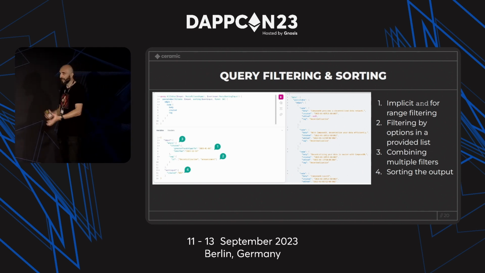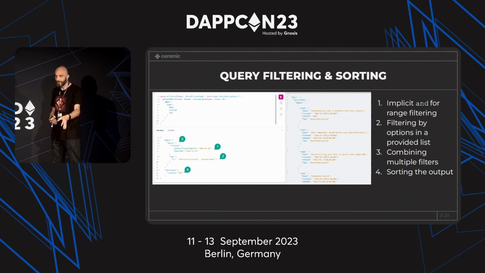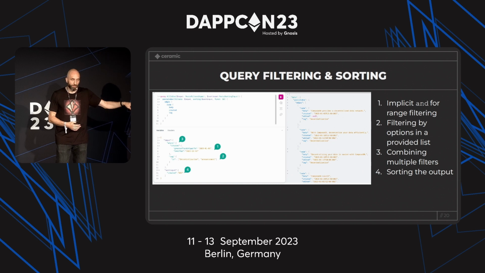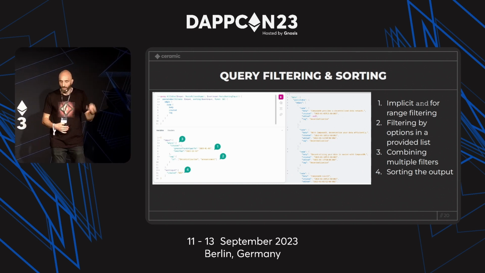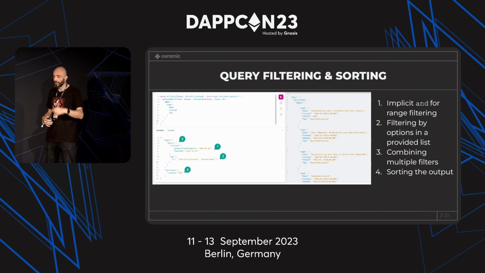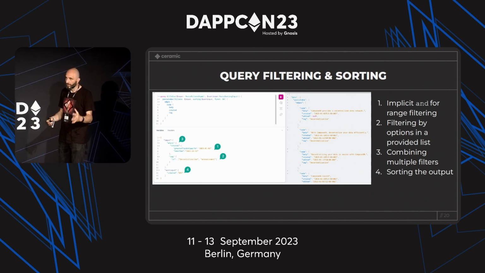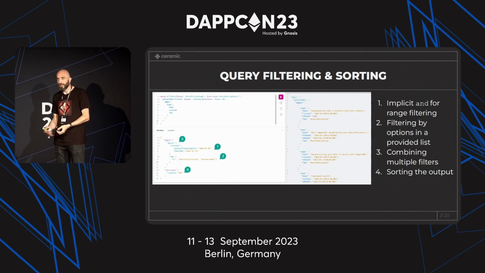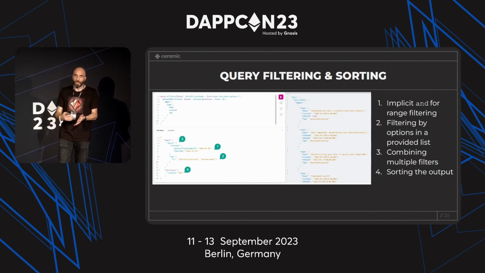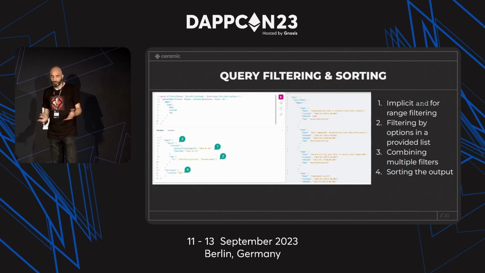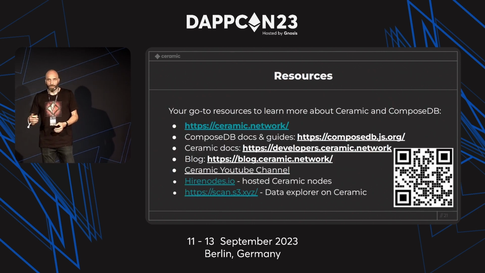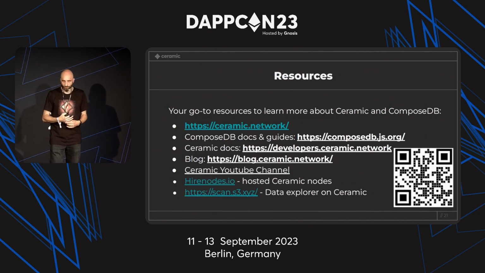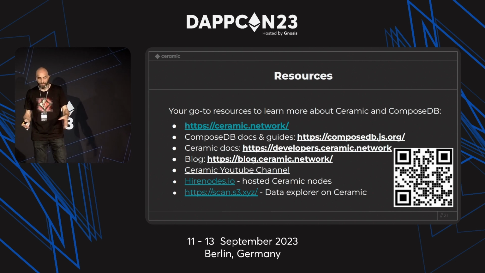So it's kind of like your own database. You query the data. You combine multiple different conditions. I think this is like 4 or 5 conditions combined. You can filter. You can sort the output and so on. So basically, kind of like SQL even. You get all the data, but with all the benefits of having your data on chain. And these are the resources.